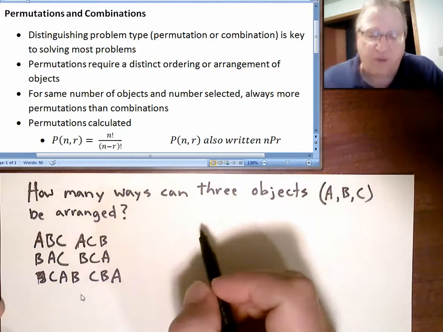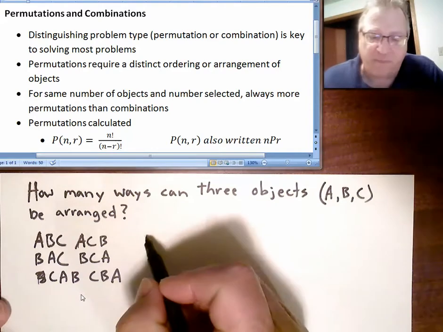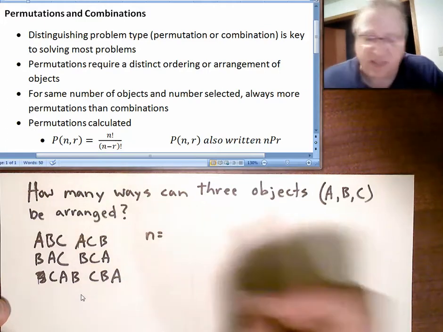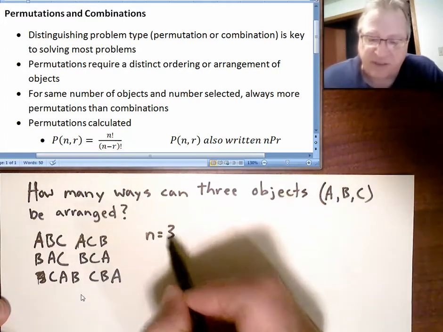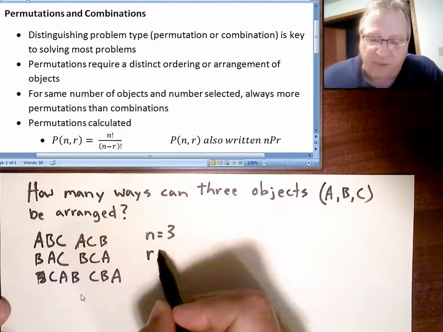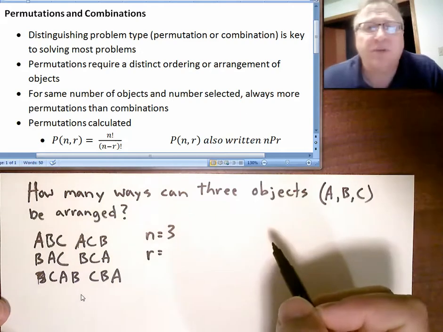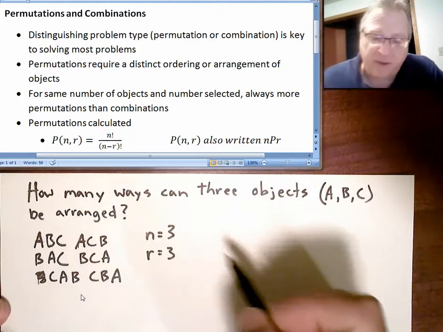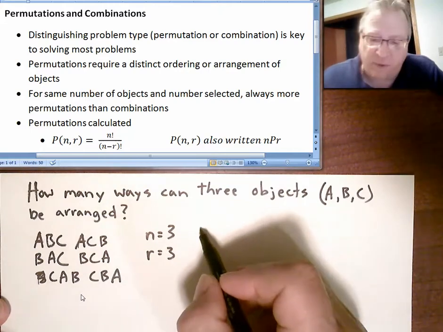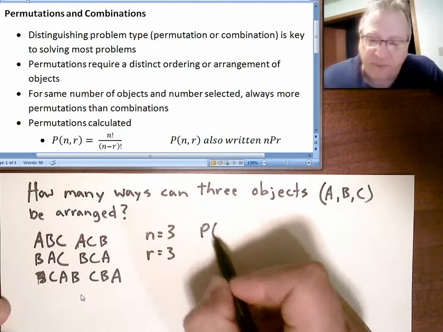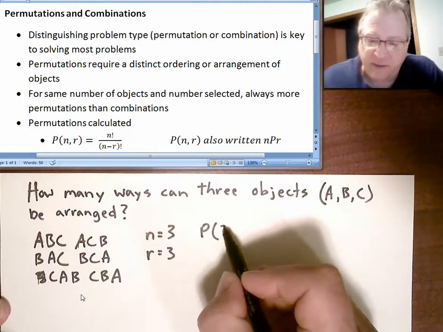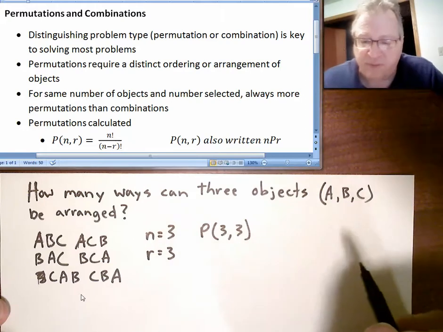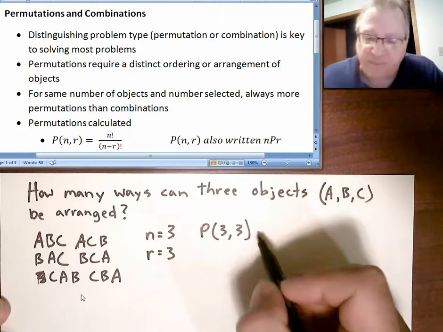Okay, so first we need to determine N and R. N is equal to the total number of objects in the set, and we have 3 objects in our set, so N is 3. And what's R? R is the number of objects we're going to select, and in this case, we're selecting 3. So we are looking for P(3, 3). Or sometimes they'll say permutation 3 select 3.